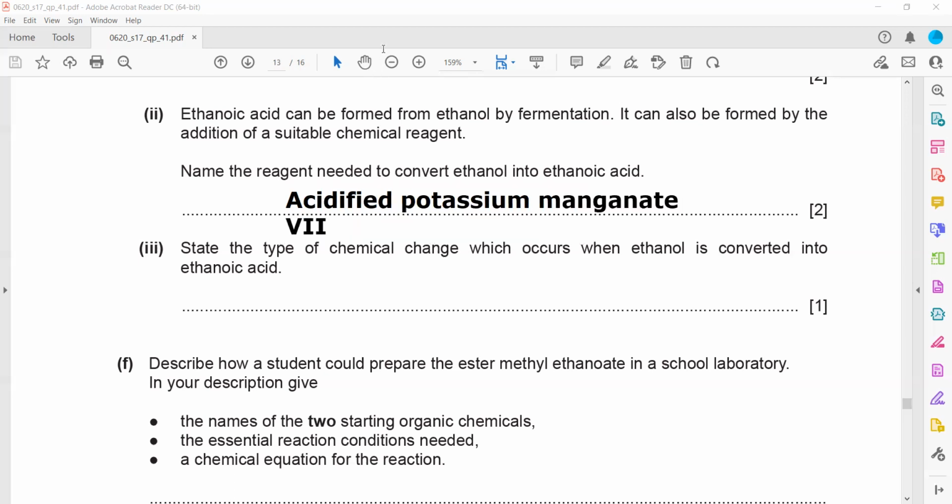State the type of chemical change which occurs when ethanol is converted into ethanoic acid. This change is called oxidation, because oxygen is added, so we call that oxidation.